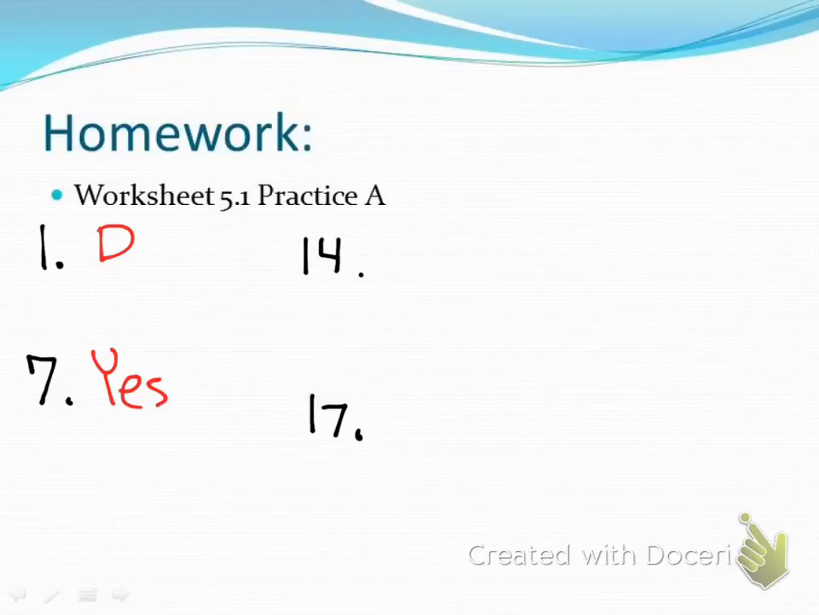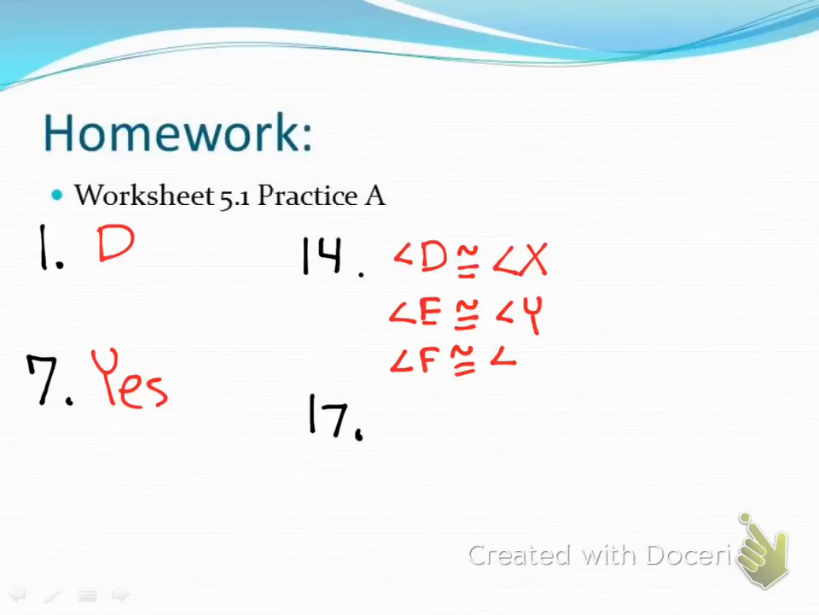All right, jump down to number 14. List all the corresponding angles. So instead of all the corresponding parts, you're going to do the angles for number 14 and then the sides for number 15. So let's just jump right in. Angle D goes with which one? Very good. Angle E is congruent to angle Y, and angle F is congruent to angle Z. Very good.